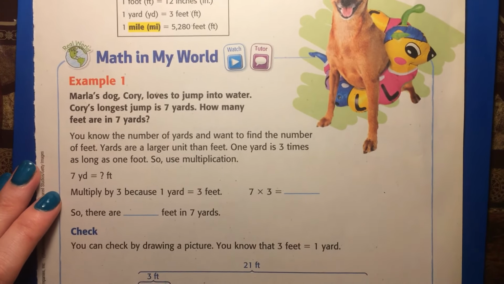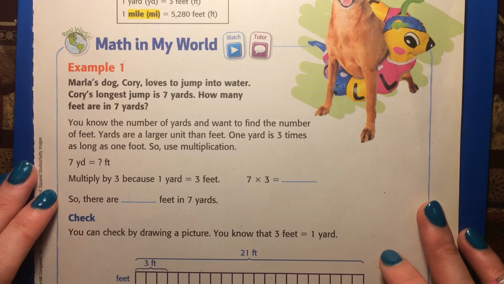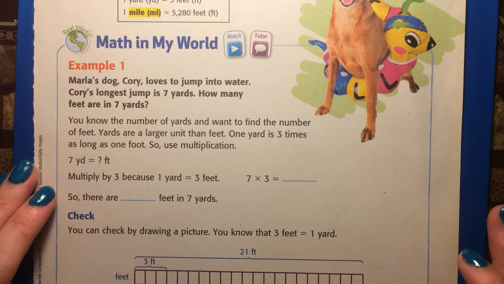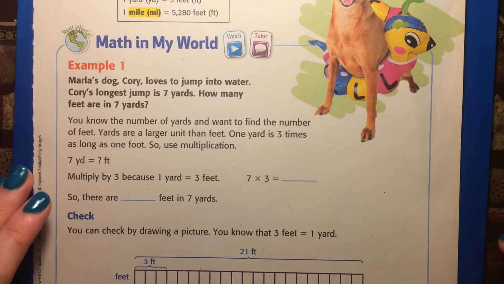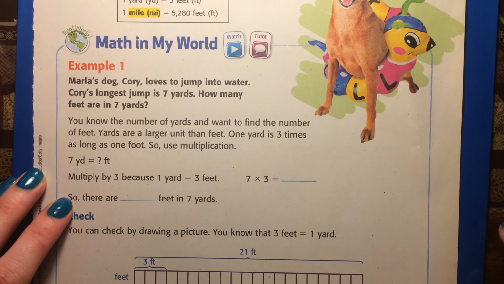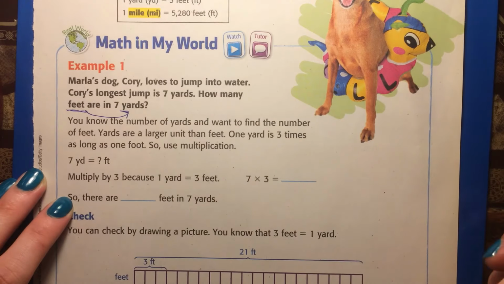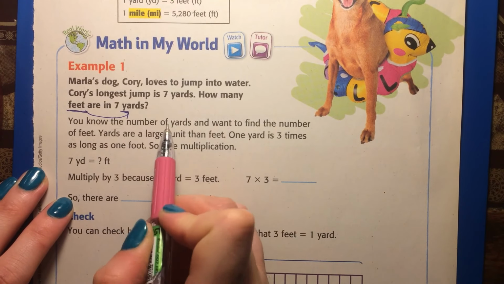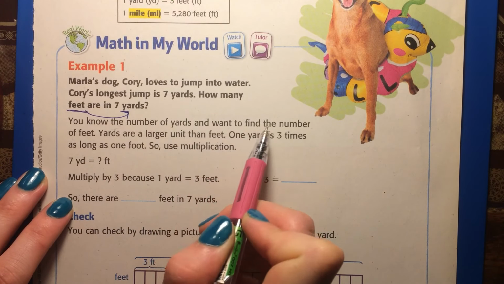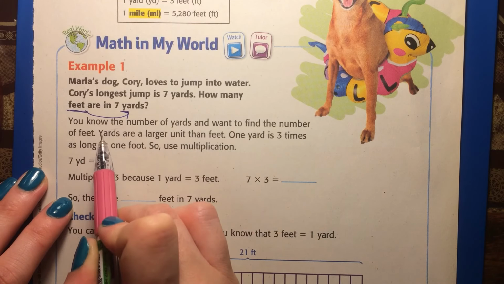Marla's dog, Corey, loves to jump into water. Corey's longest jump is 7 yards. How many feet are in 7 yards? So it's saying yards to feet. You know the number of yards and want to find the number of feet.